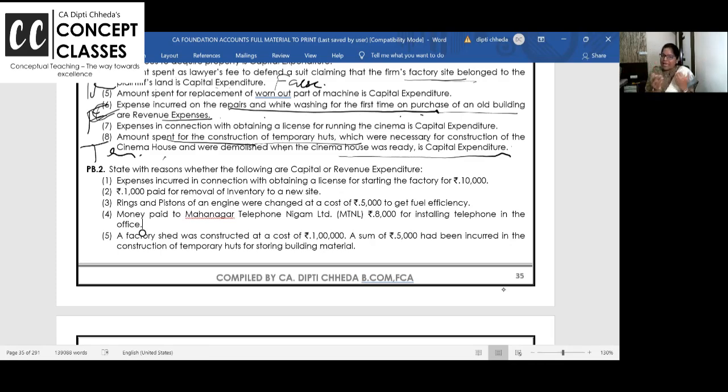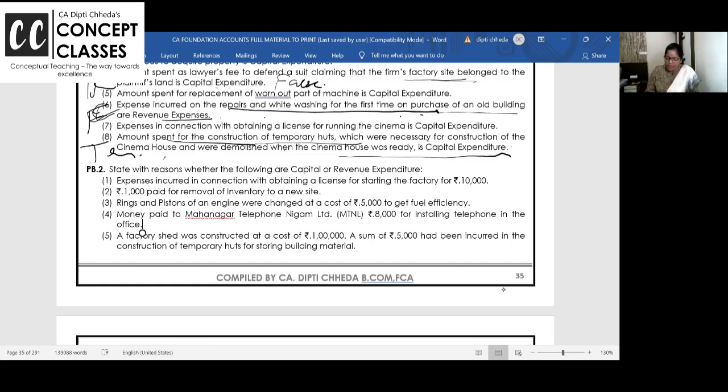But will you capitalize or is it your revenue expenditure? Why are you doing this temporary expenditure, for what purpose? See, dear students, you may be feeling, ma'am, a lot of explanation or analysis, correct. But the more you spend time on this, open up like this. In the final exam, Dipti ma'am is not going to stand beside you. You should be able to analyze it and interpret it in the exam. That's why I'm supporting with so much explanation.